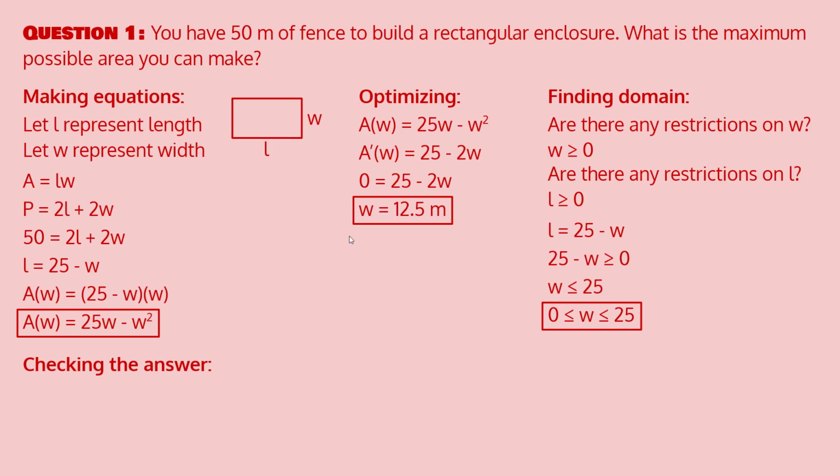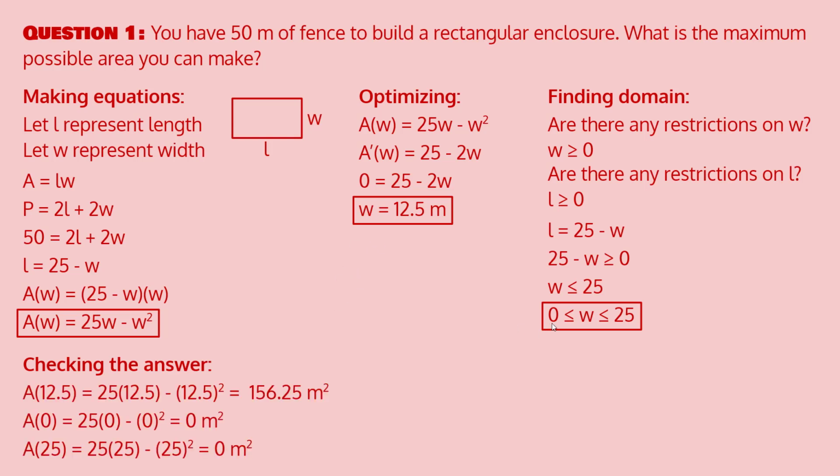Some of them might represent the maximum, some could represent minimums, or there could be many different values. So we want to confirm that what we got is actually the maximum area. So we're going to check this value and both sides of the domain. When I sub these into the area equation, we notice that the largest area is when the width is 12.5. So this is correct, that makes sense.